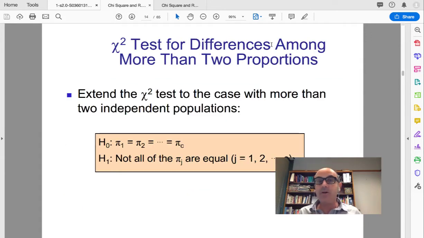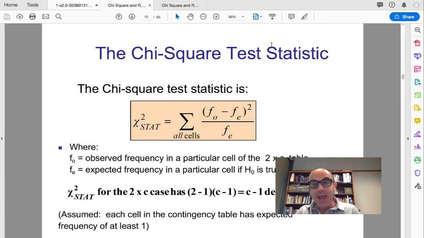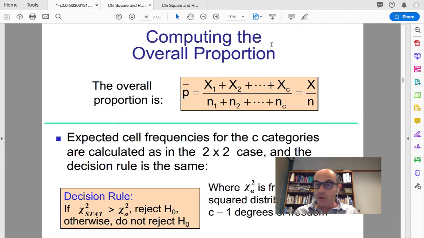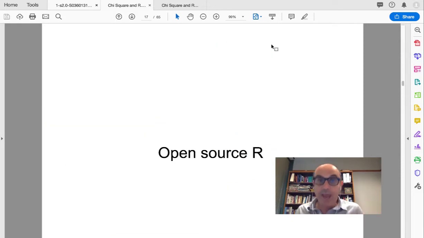So the chi-square test for the difference between two proportions, we expand to the chi-square test for the case of more than 2 independent populations. In this case, we expect C minus 1 as the degrees of freedom, assuming each cell of the table has an expected frequency of at least 1. So overall, we are trying to calculate the proportion and the expected frequency for the C categories, in this case 2 by 2, and we follow the same rule for accepting or rejecting the null hypothesis. Okay, so this is what you would do if you use it manually.